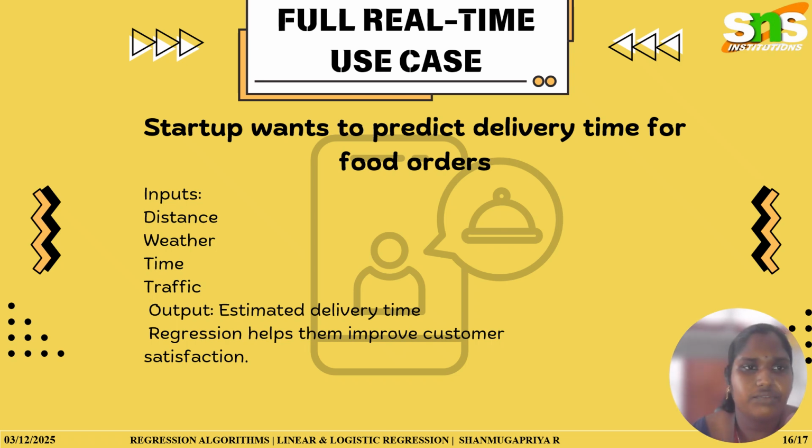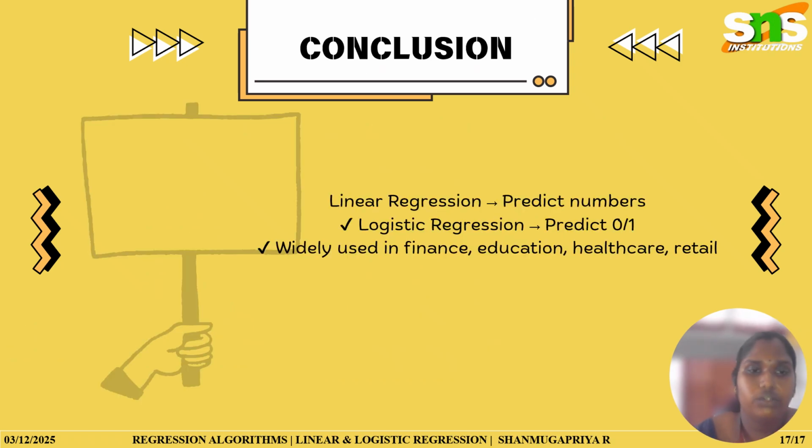A real-time example of a use case is food delivery orders. The inputs are distance, weather, time, and traffic, and we predict the output, the estimated delivery time. So in this video we covered linear regression and classification, some of the basic differences, and linear, logistic, and polynomial regression with some examples. In the next video, we will see other topics on algorithms.